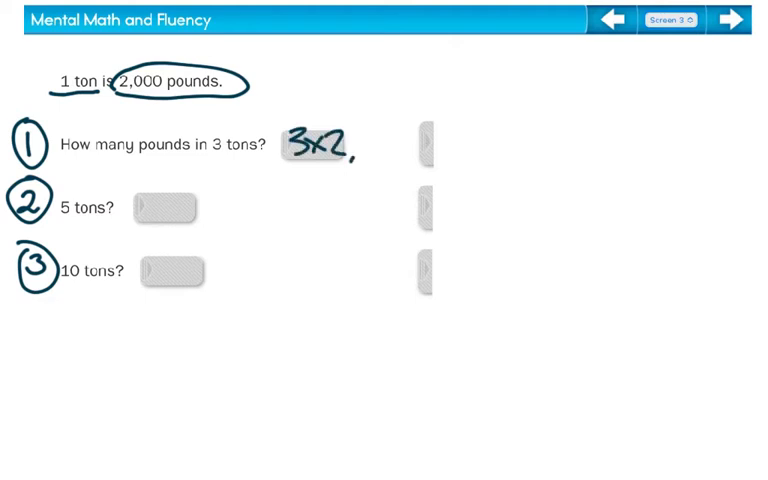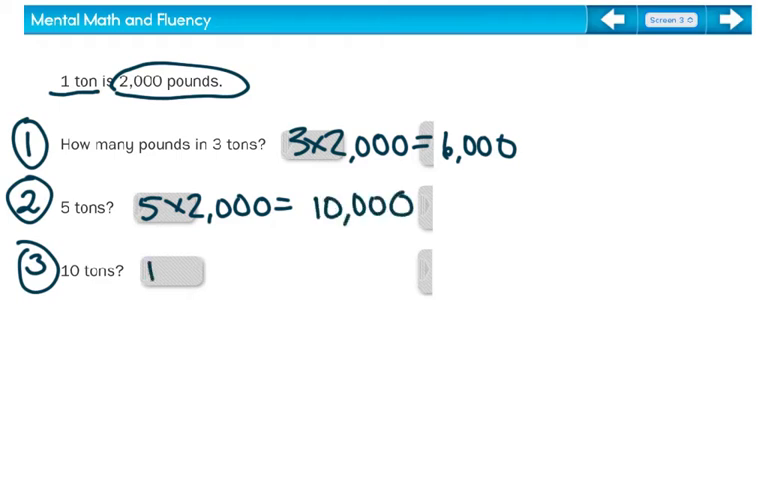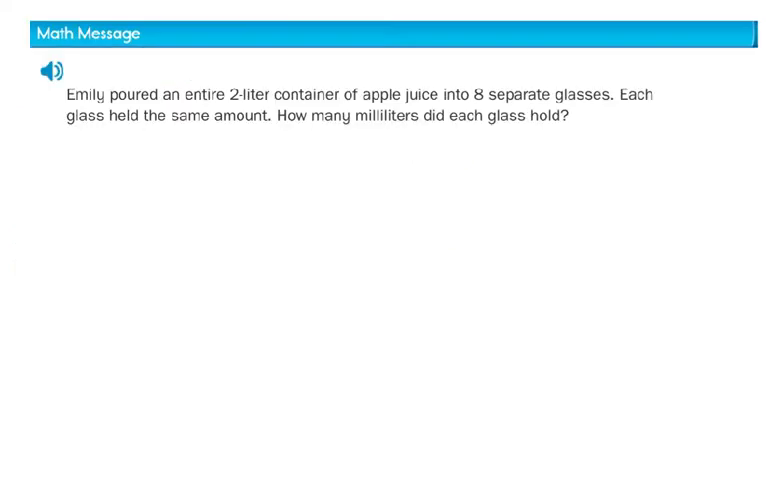Three times 2,000 is 6,000. 5 times 2,000 equals 10,000. And 10 times 2,000 is 20,000. All right, go ahead and wipe off your whiteboard. One more warm-up problem before we dive into that math journal.